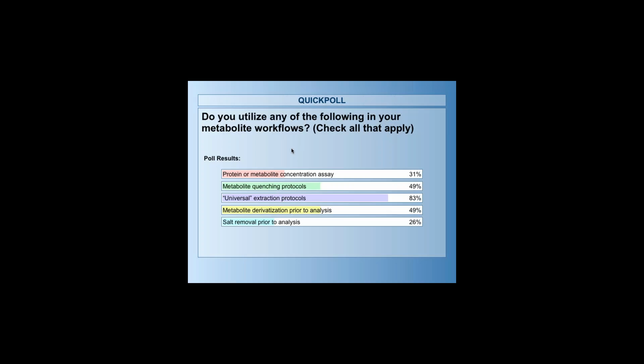All right. Do you use any of the following in your metabolite workflow? So this is John again. I guess one of the interesting ones is the derivatization. I'm probably guessing that most of those are GC strategies. But it would be interesting for me to know more about whether other analytical workflows are using derivatization. That's a good point, and we could make that a challenge discussion at some later point.